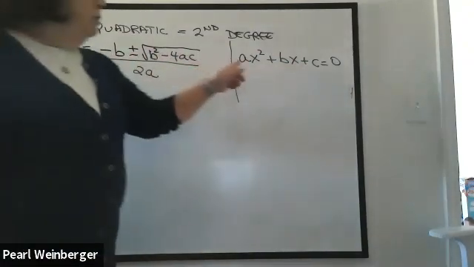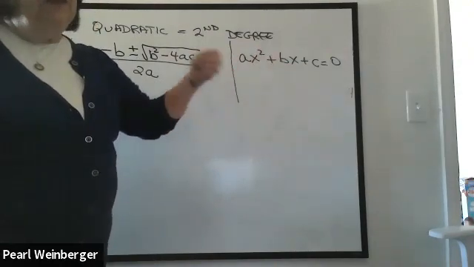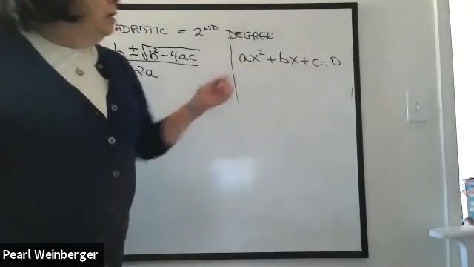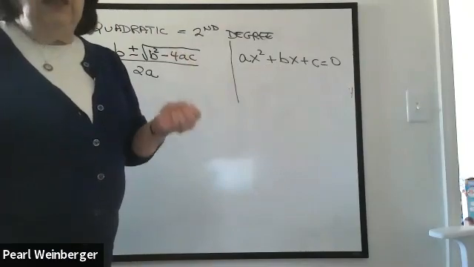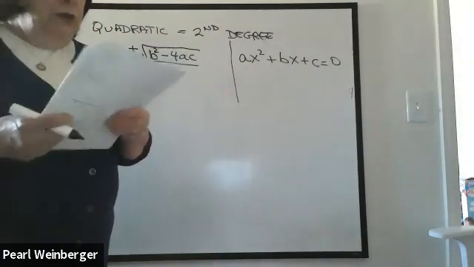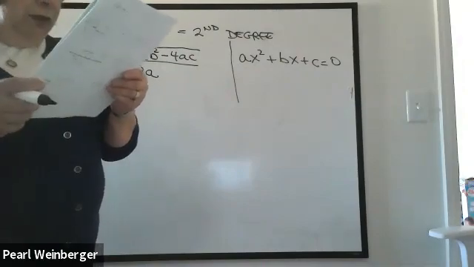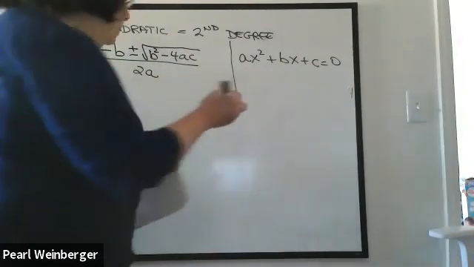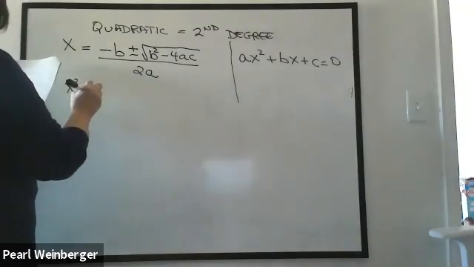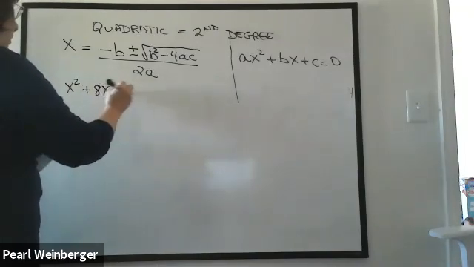Be very careful. Some of these numbers might be negative. If the numbers are negative, then the negative is part of the answer. In other words, if this says -7, your c is not 7, your c is -7. The sign is part of the number. So let's say I have something like this: x squared plus 8x equals 5.